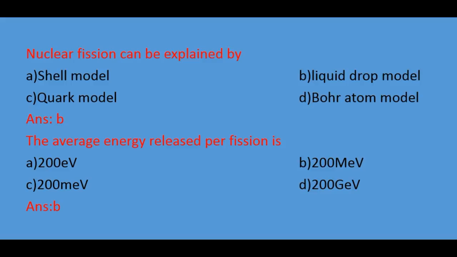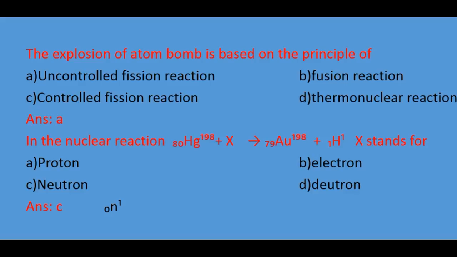The next question is, the average energy released per fission is. The answer is B, 200 million electron volt. The next question is, the explosion of an atom bomb is based on the principle of. The atom bomb is an example of a fission reaction. It is an uncontrolled fission reaction, where the neutrons formed are multiplied indefinitely. The answer is A.